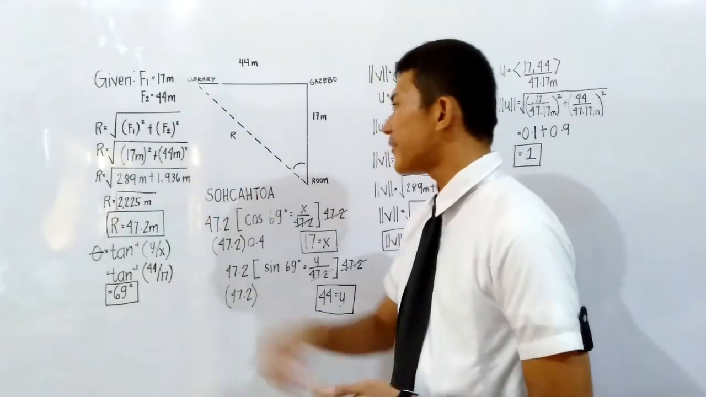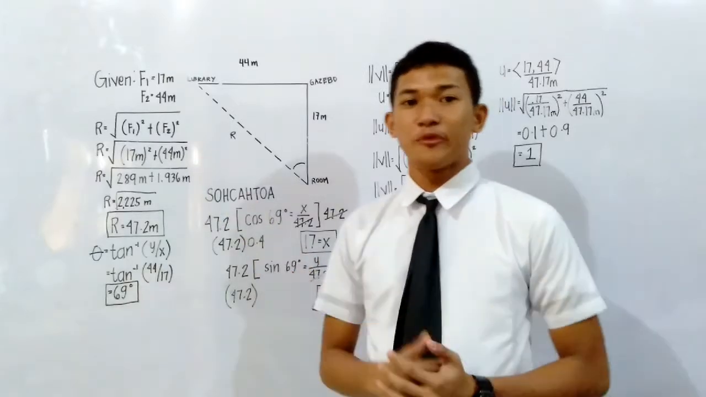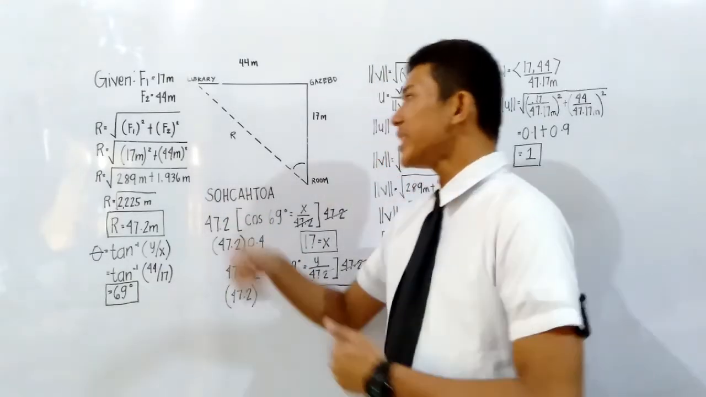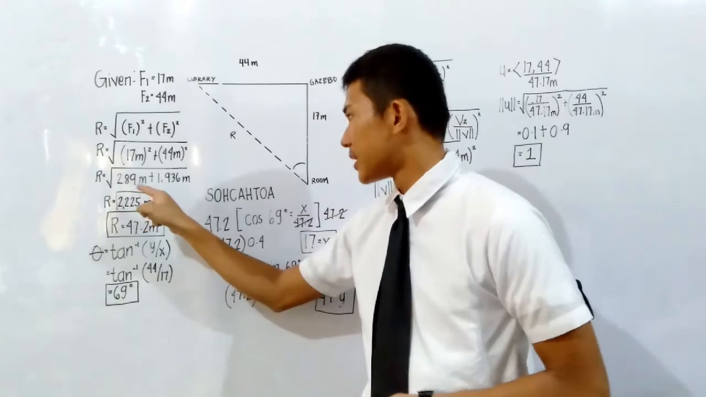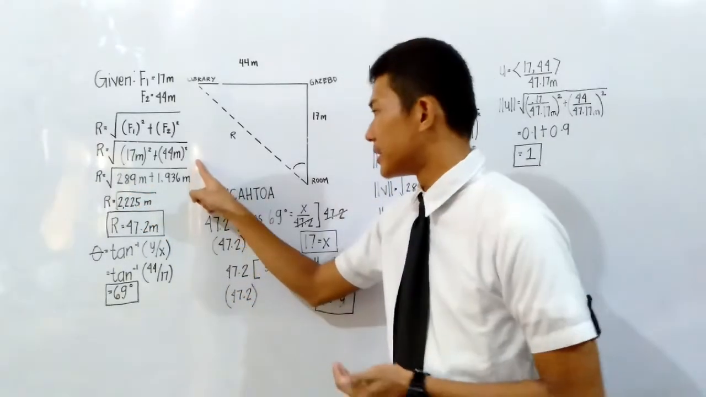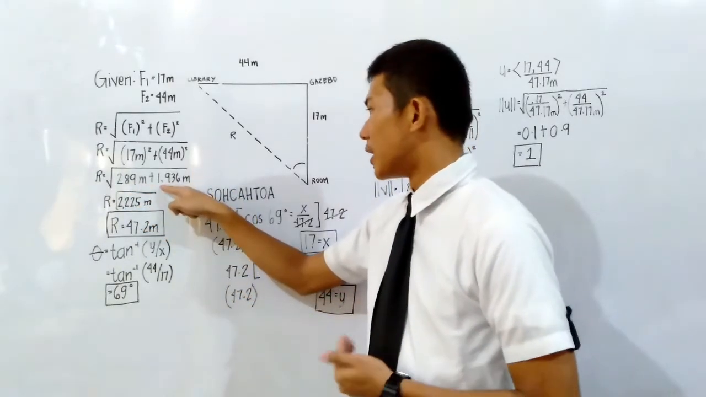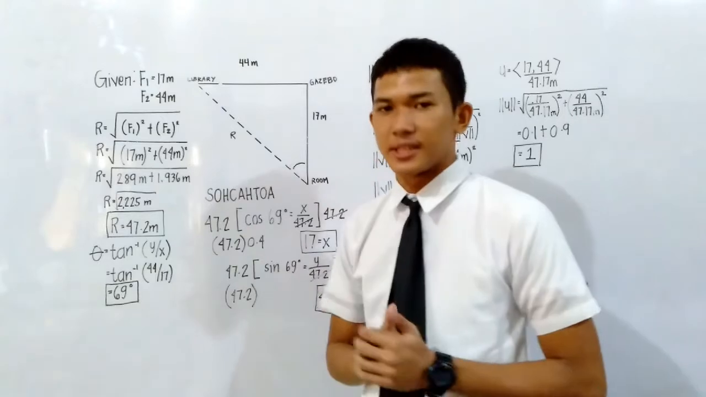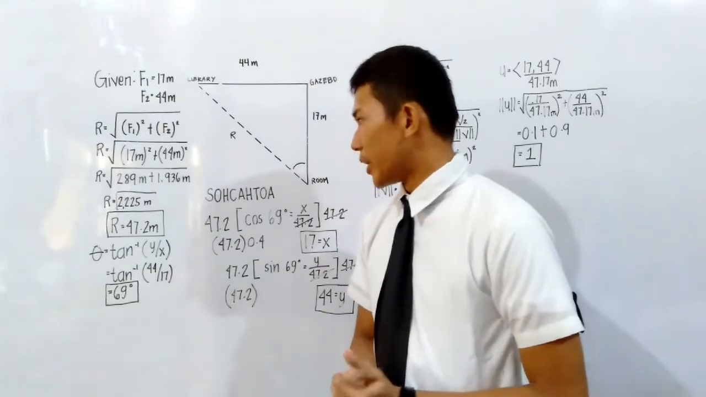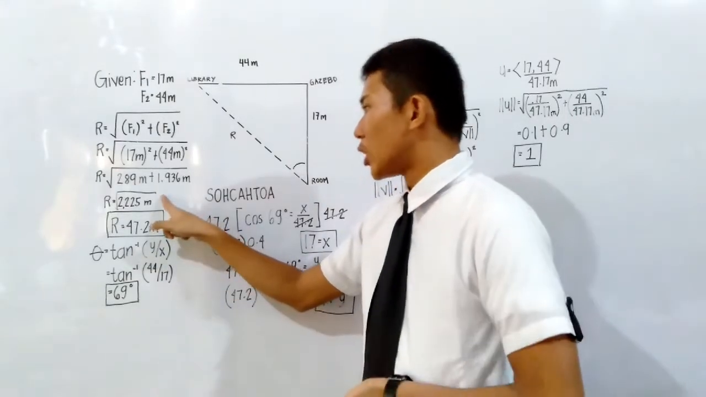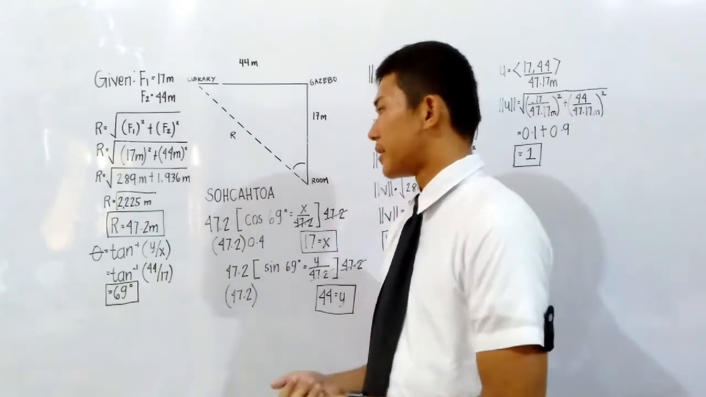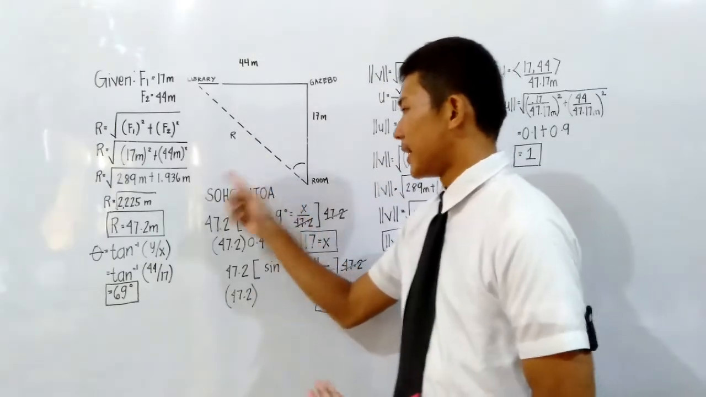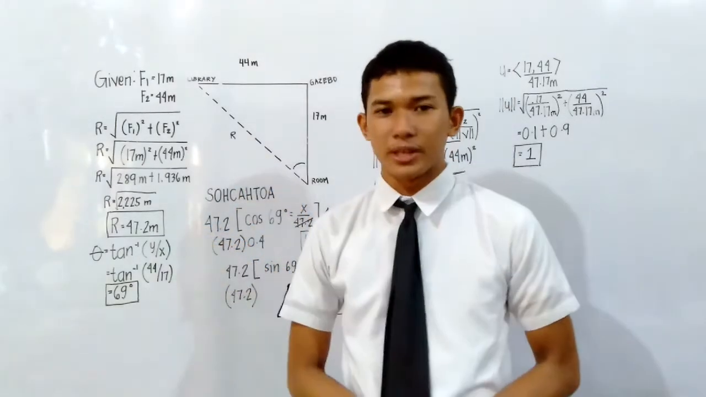So now, let us substitute the given values to the formula: r is equal to the square root of 17 meters squared plus 44 meters squared. So 17 meters squared is equal to 289 meters, and 44 meters squared is equal to 1,936 meters. So it will be the square root of 2,225 meters. So the answer for our resultant vector is 47.2 meters.